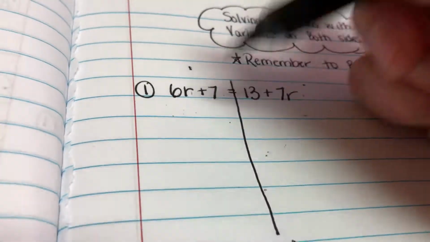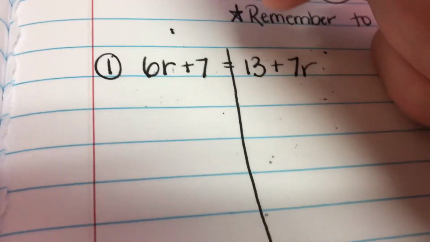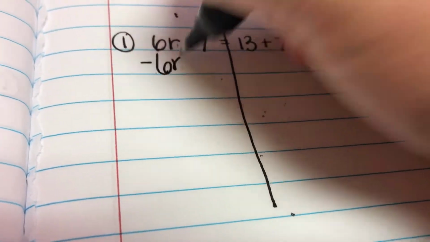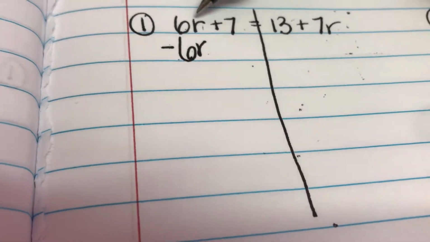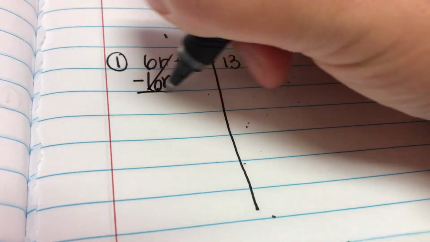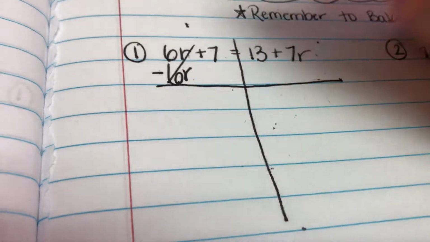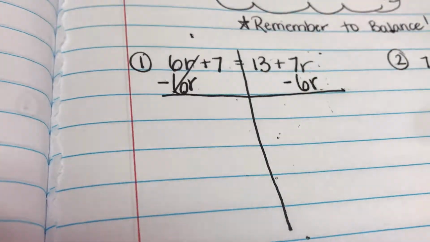So I need to cancel out these 6r's. To cancel out 6r's, if they're positive, I'm going to subtract them. Because no matter what r is, if I have 6 of them and then I take away 6 of them, I have no other r's. So they cancel out. Now, that idea of balance, what I do to one side, I do to the other, so I need to subtract 6r's here.